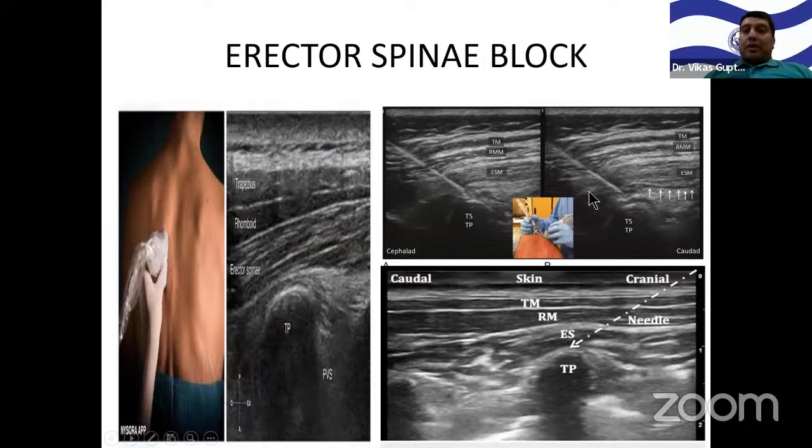Now you can see the 3 muscles: trapezius, rhomboid major, and erector-spinae. Above T5 you can see all 3 muscles. But if we give the block below T5, the rhomboid major will not be seen, so only trapezius and erector-spinae.